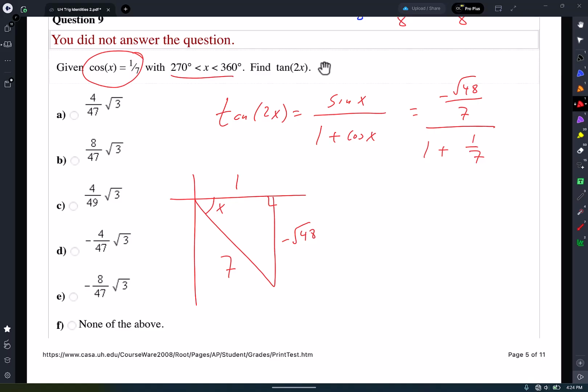Wait a minute, hold on. That's the wrong formula. It says tan 2x. That formula is for tan half x. How come you guys didn't tell me?